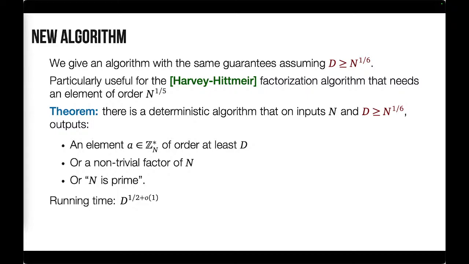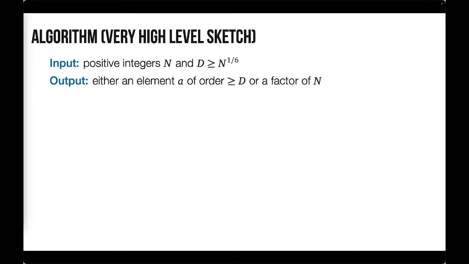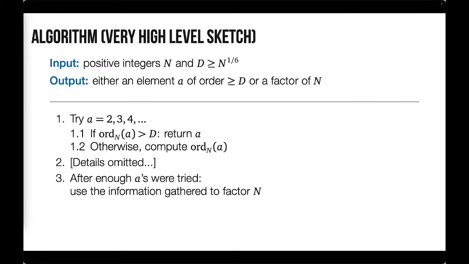Okay, I will tell you how the algorithm looks. You get n, and this is what you want to find. And you sort of try to do a brute force search, right? You just try the elements one by one, and for each one you check, right? You first check if the order is at least d, and if so, you return it. You found what you needed. Otherwise, you actually compute the order of this number.